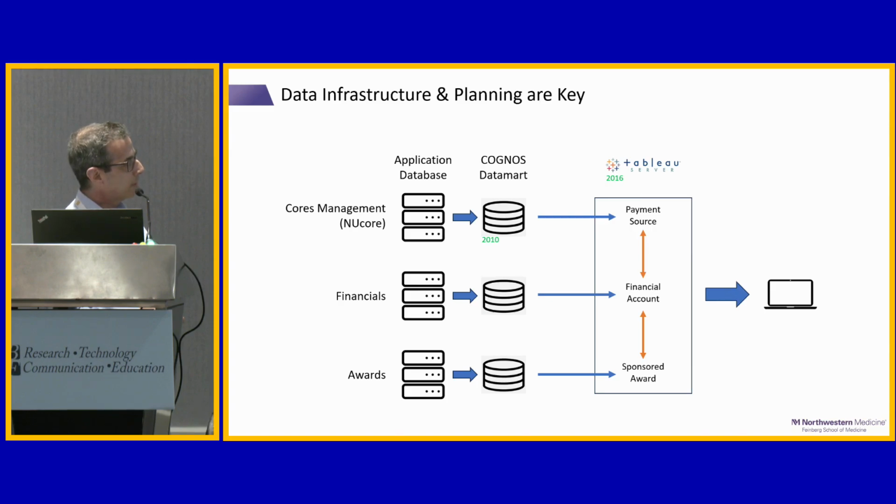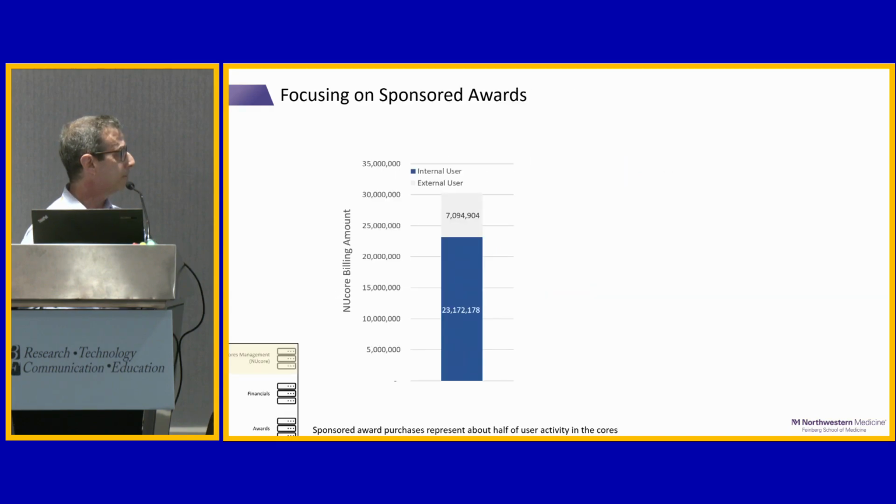When we built our cores management system, which we call NewCore, around 2010, in parallel with the application, we built a data mart that would host all of the data from NewCore so that we could merge it with the awards and the financials data, knowing that we'd want to bring those things together. This got a real boost in 2016 when the university site licensed Tableau, which Chris mentioned a little bit. This is a data visualization tool, but one of the things it allows us to do is take the data from the 3 systems and actually blend it and then display it in dashboards, much like the one that Chris showed you a couple of examples of in his presentation. And that really has been transformative for us.